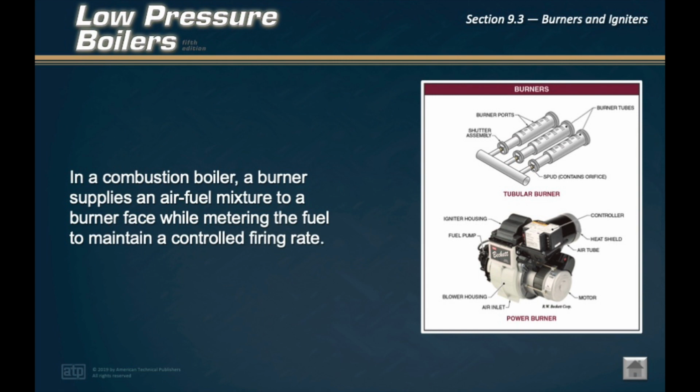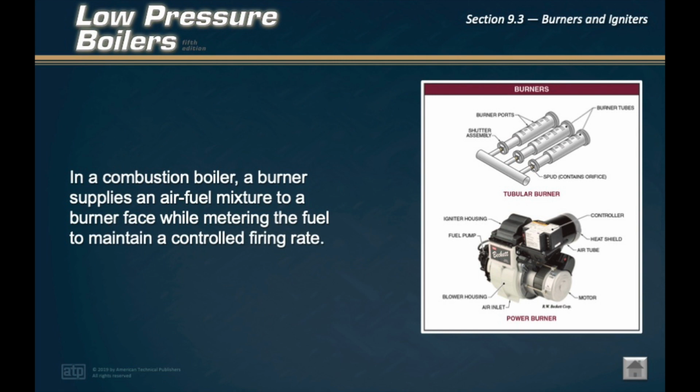In a combustion boiler, a burner supplies an air-fuel mixture to a burner face while metering the fuel in order to maintain a controlled firing rate. A tubular burner is a burner consisting of tubes with drilled holes that allow pressurized gas to escape into the furnace where the gas is burned. Tubular burners are mounted side by side in an array, with fuel and combustion air being fed to each burner. Each has a percentage of the total heating capacity. Tubular burners are typically used in residential boilers.